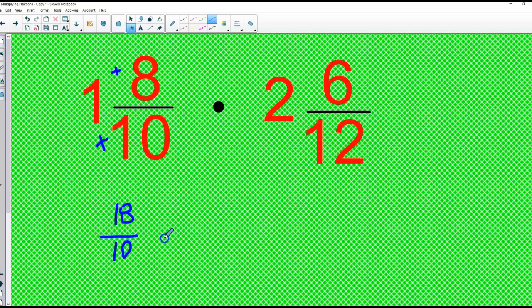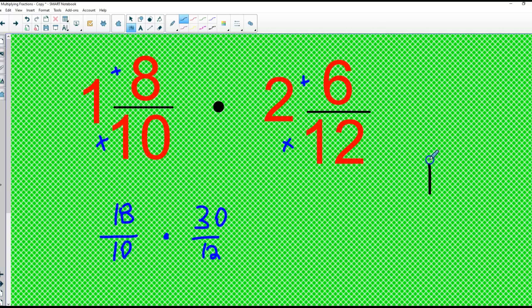Okay, let's go to the other problem. 2 6/12. Well, 2 times 12 is 24, and 24 plus 6 is 30. So here we have a 30 over 12. All right, so let's move on to the next step, which is reducing.